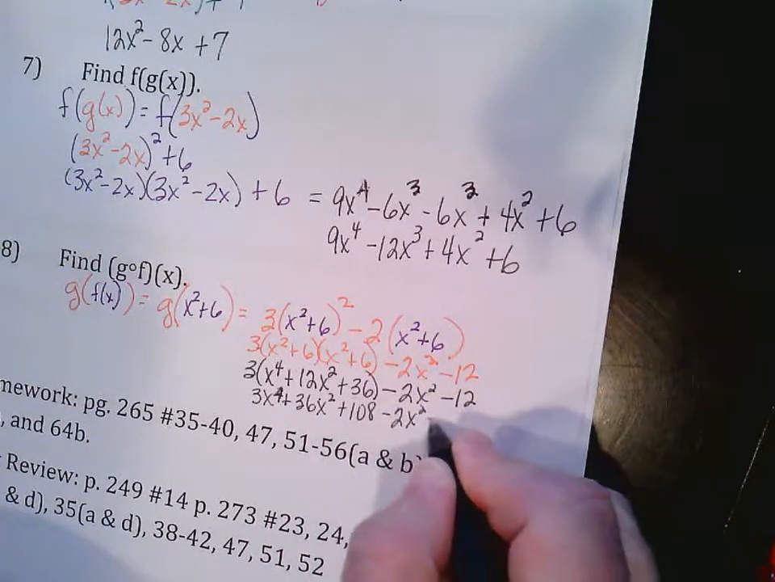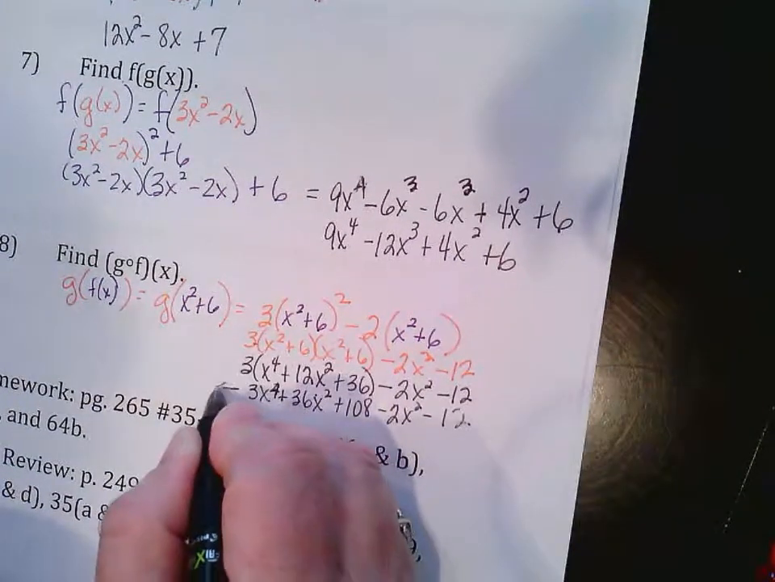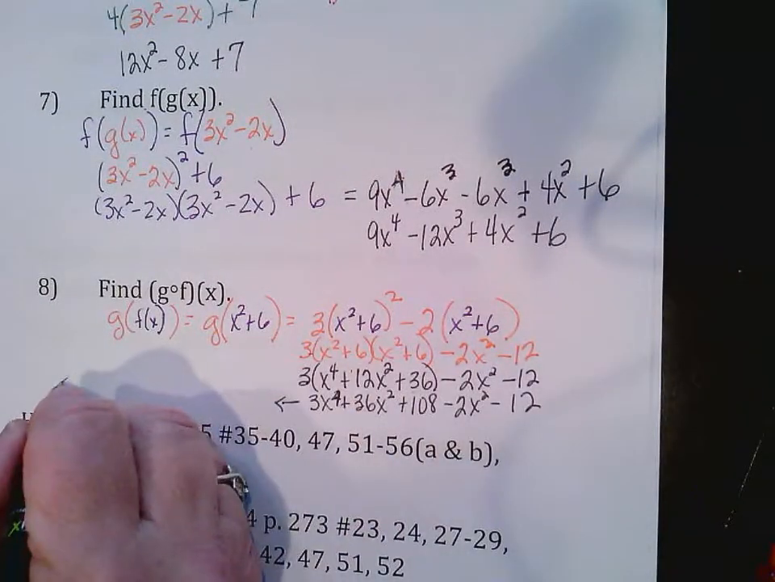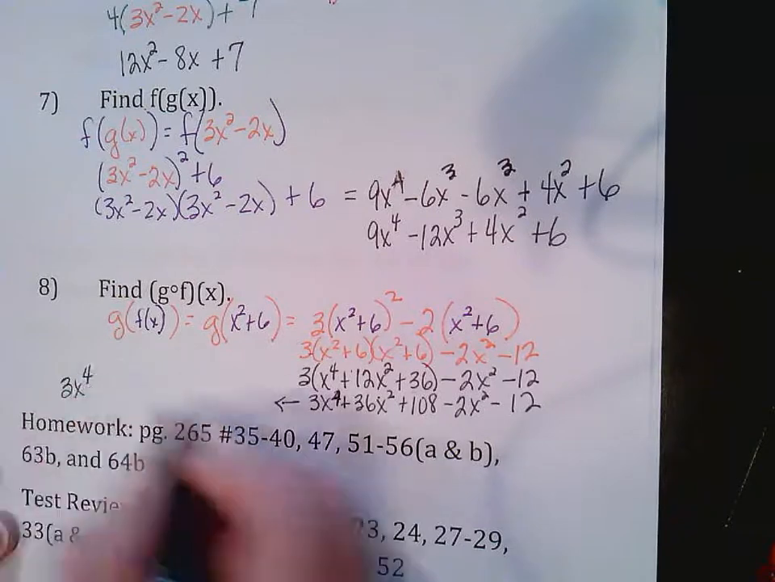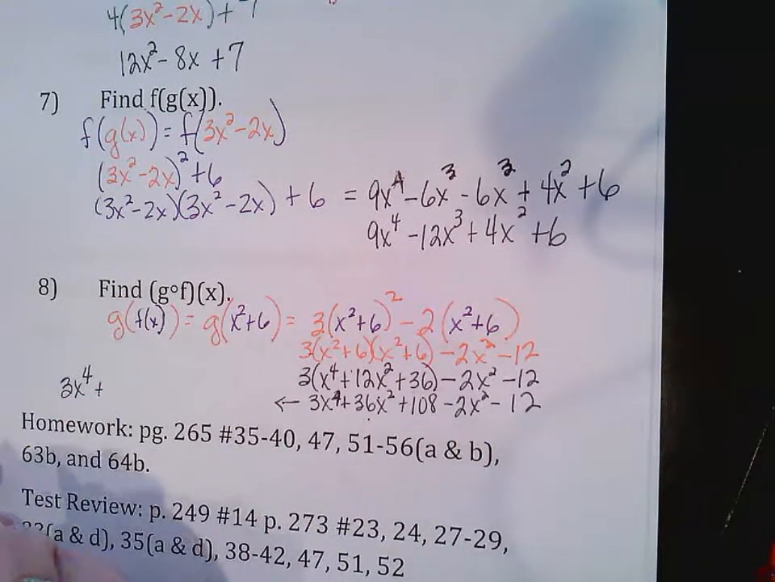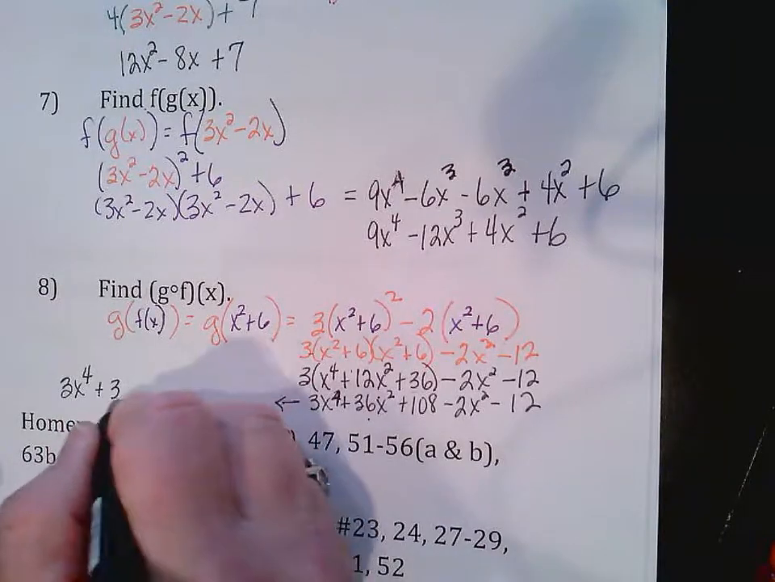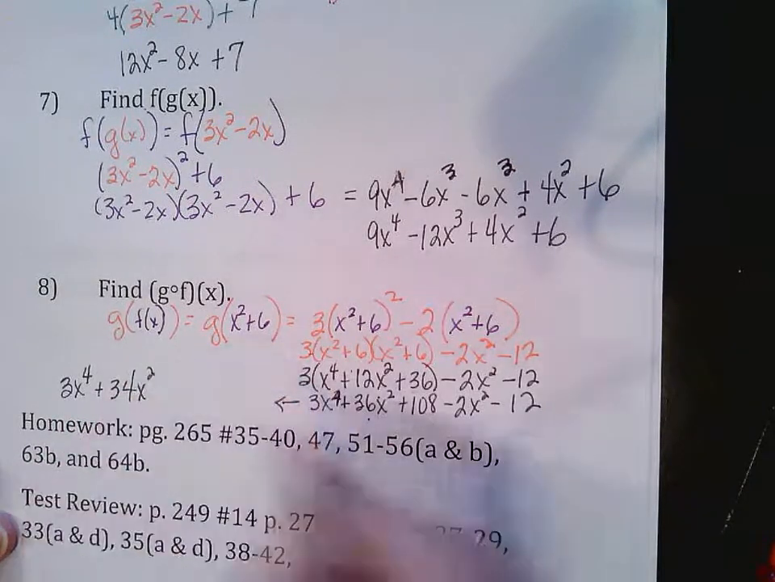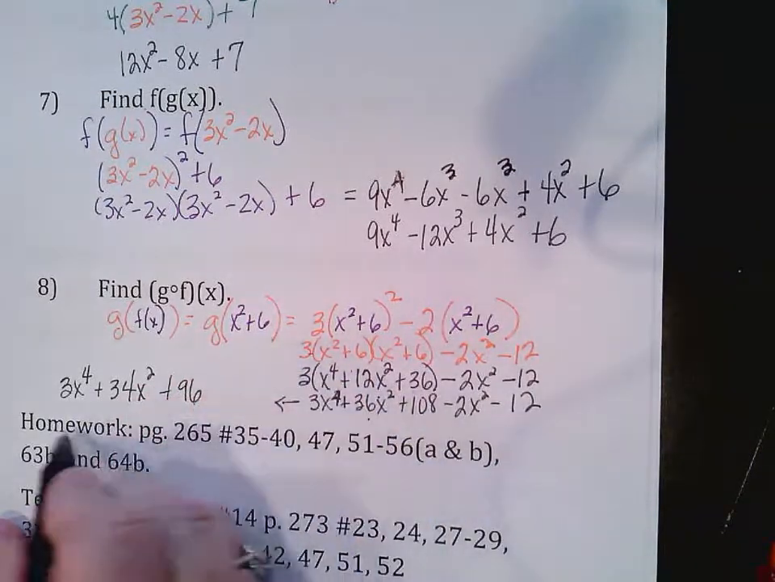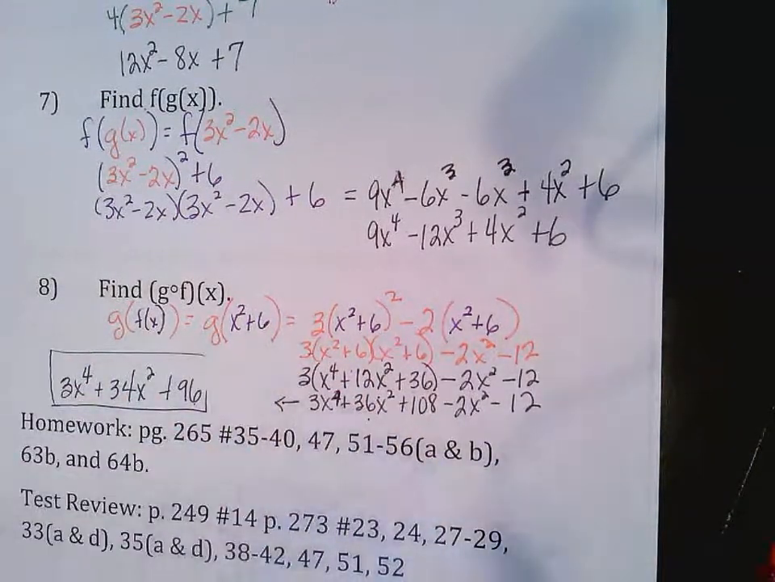And that's going to give me, when I combine like terms, I only have one x to the 4th, so I have 3x to the 4th. 36 minus 2 would be 34x squared. And 108 minus 12 is 96. And that would be your final answer. And so that's it for compositions of functions.